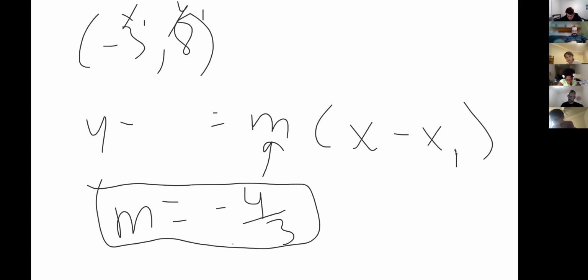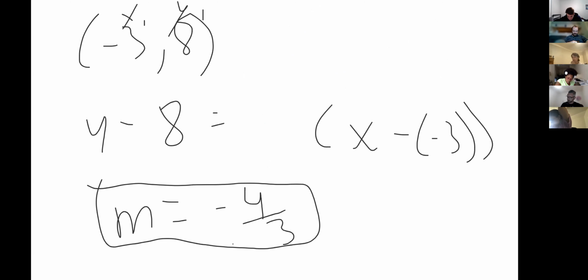So my y1, I can plug in 8. For my x1, I can plug in -3. And then this is my slope, it's -4/3.